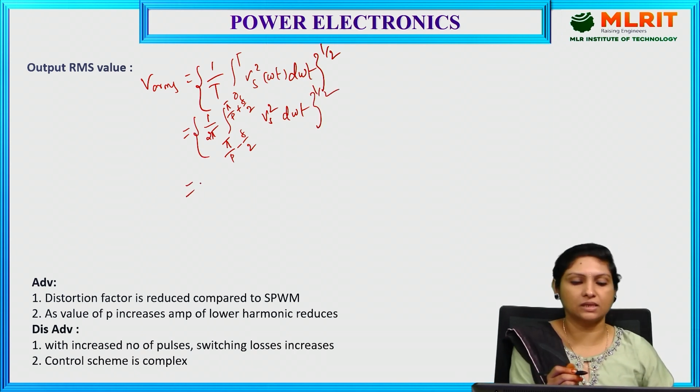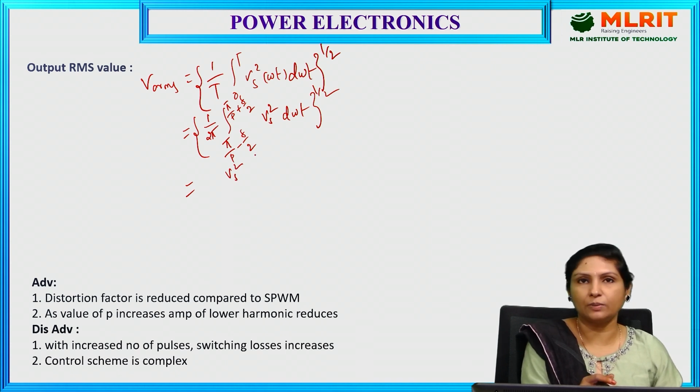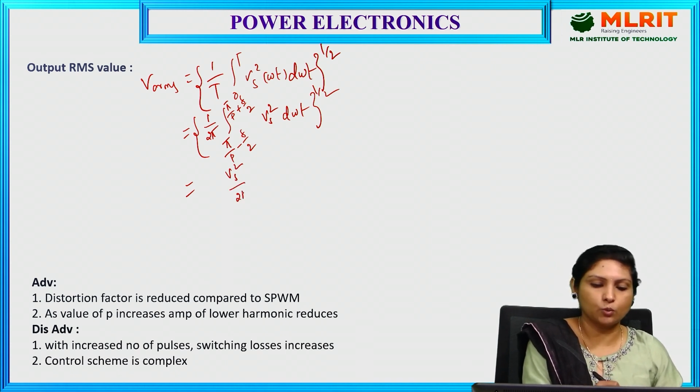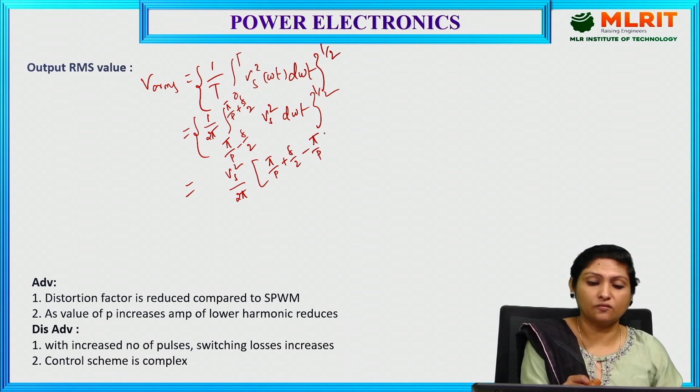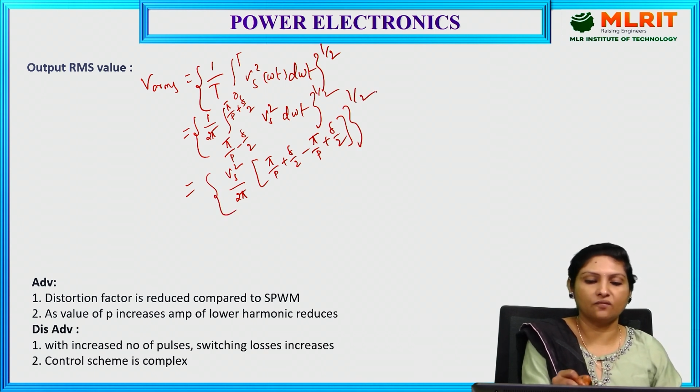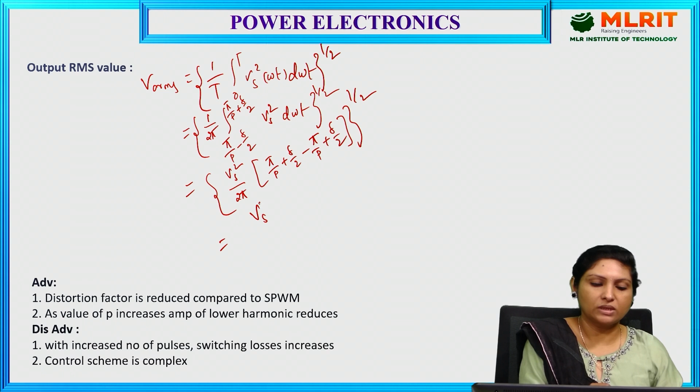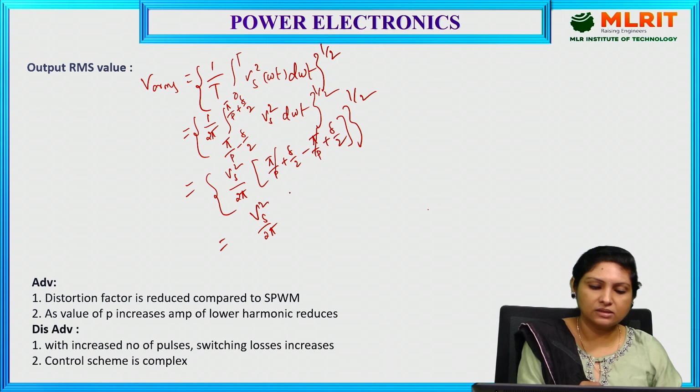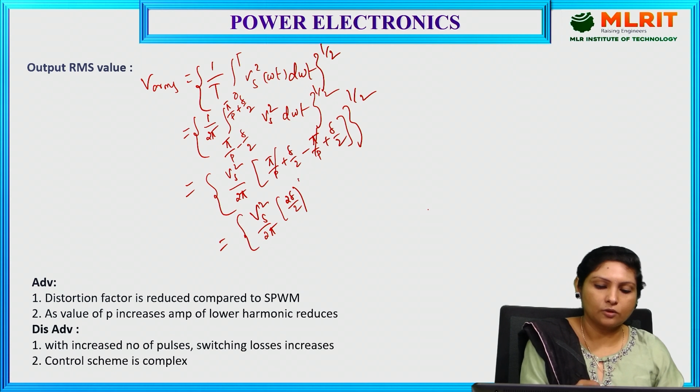If we simplify this equation, we get Vs square, bringing the constant out, Vs square by 2 pi. Here the integration of 1, by substituting the limits, upper limit minus lower limit, gives pi by P plus delta by 2 minus pi by P minus delta by 2. This whole is to the power of 1 by 2. We get Vs square by 2 pi, pi by P minus pi by P gets cancelled, and we get 2 delta by 2 whole to the power of 1 by 2.